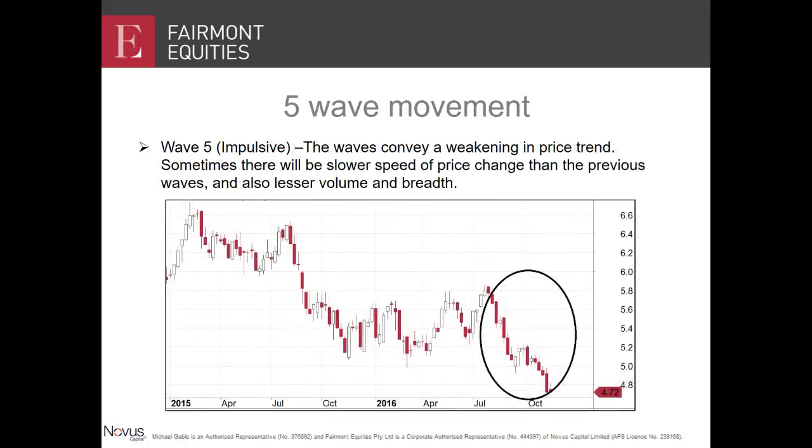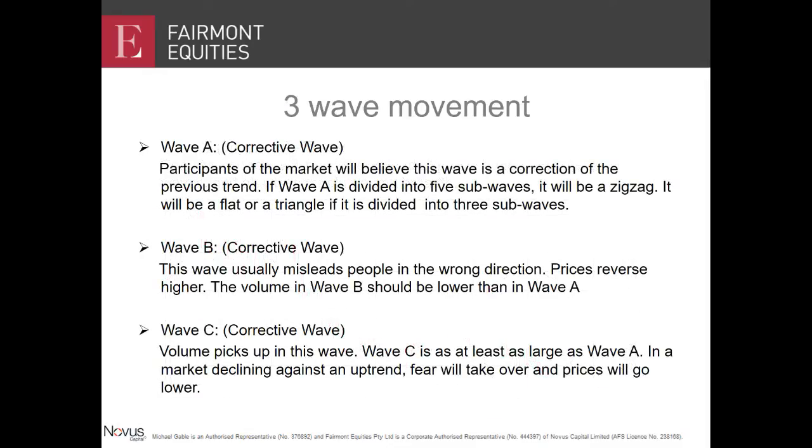And then finally we get wave 5. So this is the final movement down, ending this 5-wave movement in this direction. So in this case we saw Telstra go from about 660 when we started at wave 1, and by the time we're finished it's trading under 480, so a fairly decent movement on the way down there. So the 5 waves head in the direction of the trend.